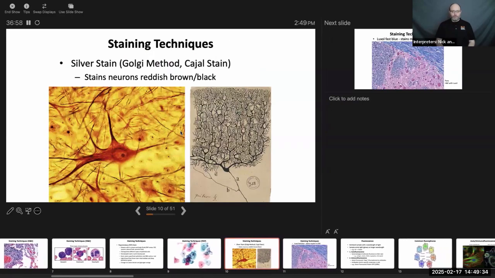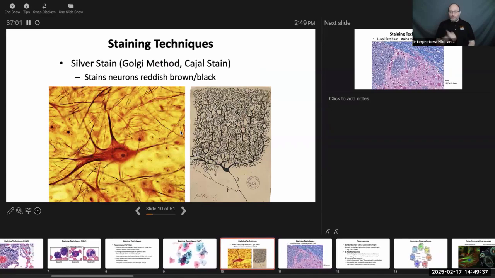Another one that's really a very powerful stain, although it has a very specific use in the nervous system, is the silver stain. It uses silver to actually stain neurons. And there are two different versions of the silver stain technique. It was originally developed by a guy named Golgi, who you may have heard of, because the Golgi complex or Golgi body is named after him. And he developed this technique of using a solution of silver to stain neurons.